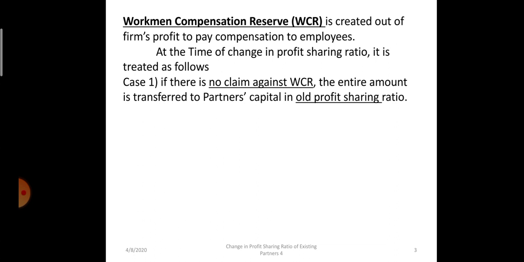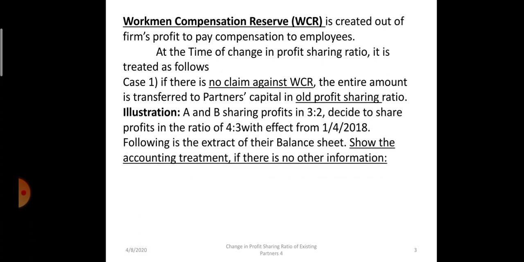First case, if there is no claim against Workmen Compensation Reserve. Now there is no claim, that means the full amount in the Workmen Compensation Reserve will be distributed among the old partners in old profit sharing ratio. At the time of reconstitution, all the accumulated profits and reserves will be divided among the old partners in old ratio, so that no one stands at profit or loss. We will understand this particular point taking one illustration.